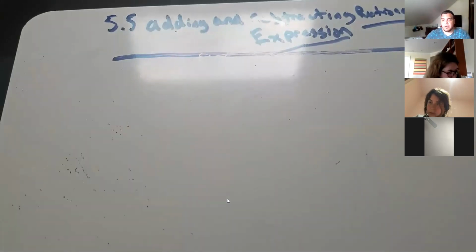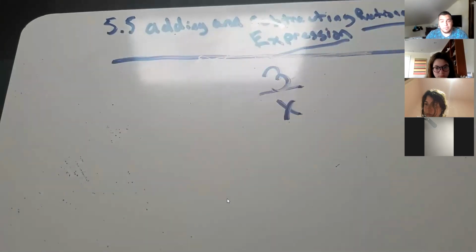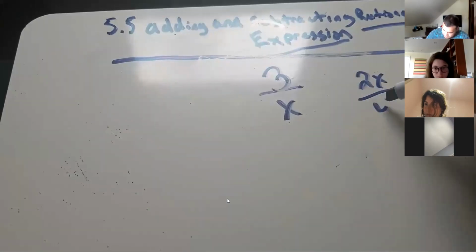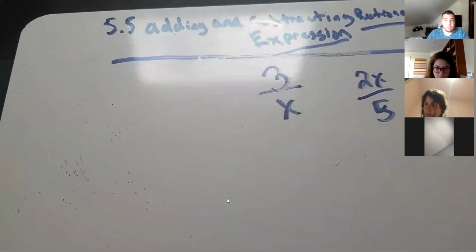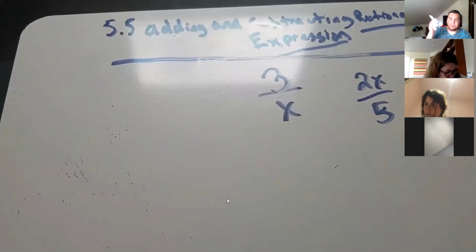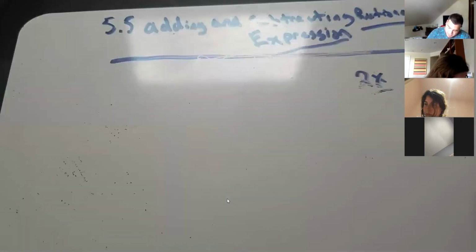A rational expression is just an expression that's a fraction. That's it. This 3 over x is a rational expression. 2x over 4, let's do 5, is a rational expression. Okay? So it's just a fraction. We're dealing with fractions essentially. So now we're going to add and subtract.